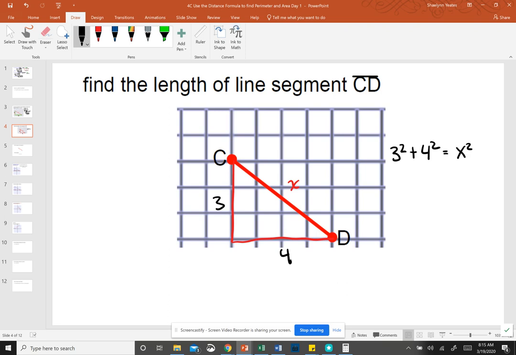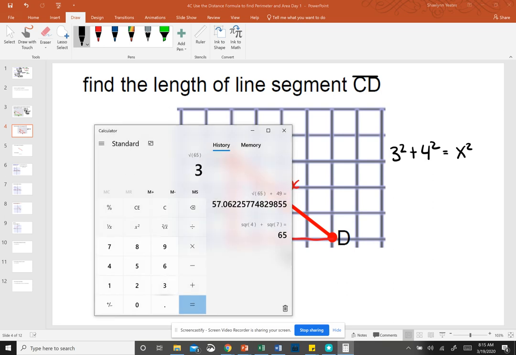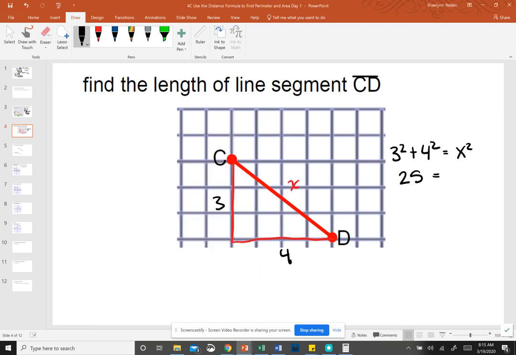Several of you, because of what you said in Pythagorean theorem, should already know what x should be. But if you haven't noticed yet, that's okay. We can go ahead and use our calculator. So we're going to do 3 squared plus 4 squared, and we're going to get 25. So we have 25 equals x squared. If we take the square root of both sides, we end up with x equals 5. So our length is 5.